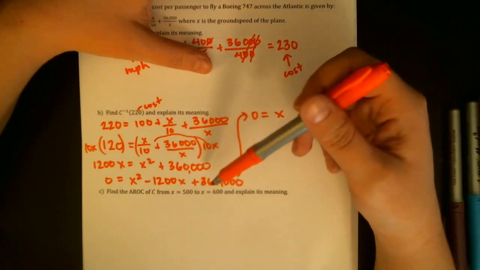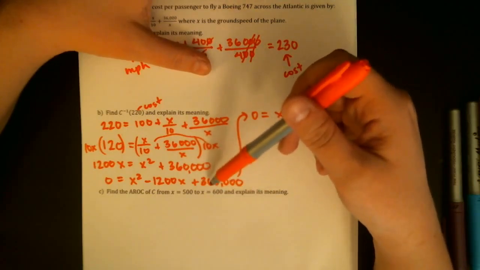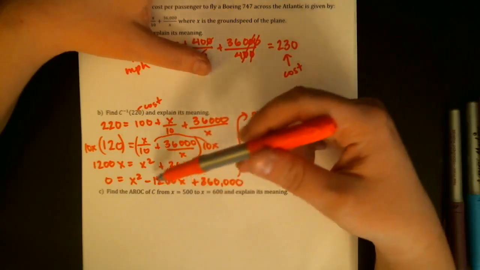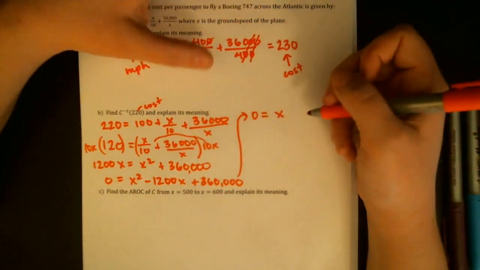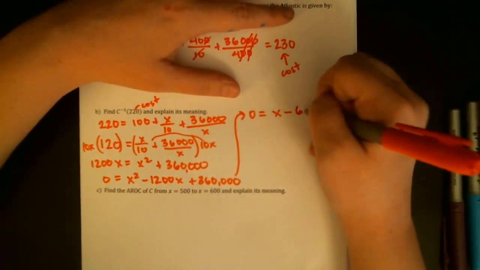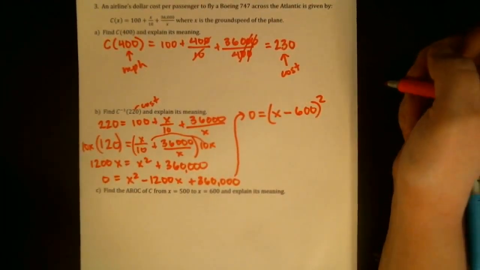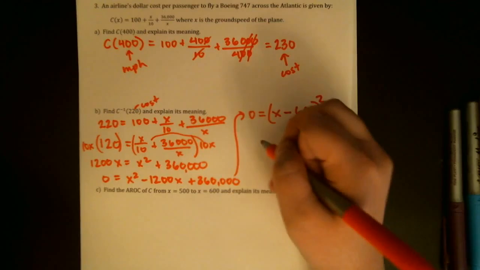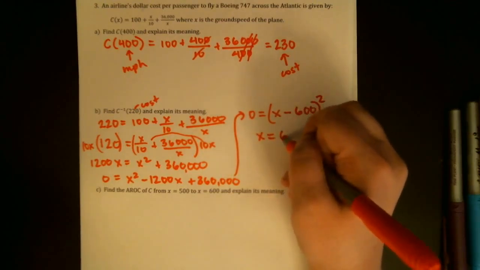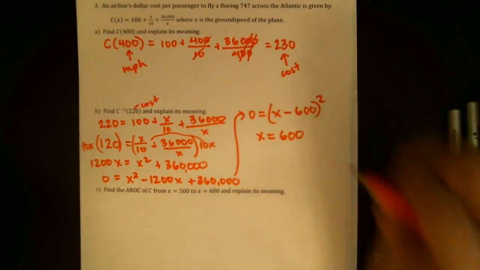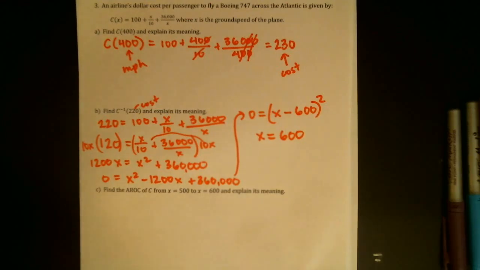I think if we do 600 times 600, we'll get our 360,000. 1, 2, 3, 4 zeros. Yeah, so x minus 600 times x minus 600 should actually equal that. So again, if you get stuck, it's completely legal to use the quadratic formula, but that one does actually factor nicely. Okay, so we got that if we set this thing equal to 220, we got x equals 600.